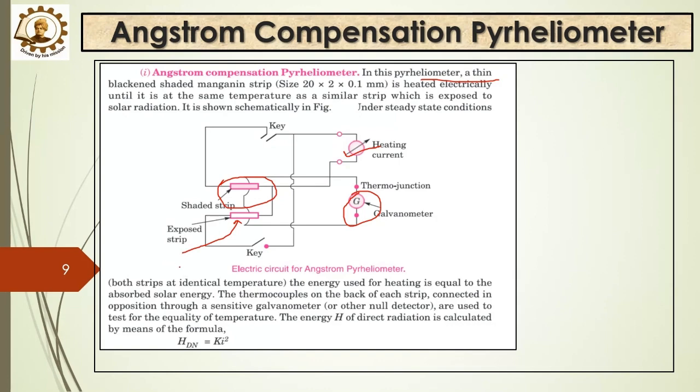Under steady state conditions, when both the strips are at identical temperature, the energy used for heating the shaded strip is equal to the absorbed solar energy. The thermocouples are there at the back of each strip, connected in opposition through a sensitive galvanometer or null detector, which are used to test for the equality of temperature. When the temperature becomes equal, the energy H of direct radiation is calculated as K I square, where I is the current and K is a constant.